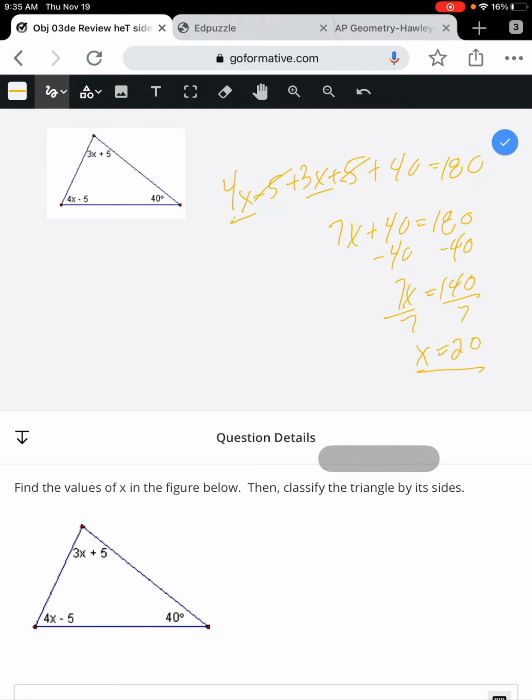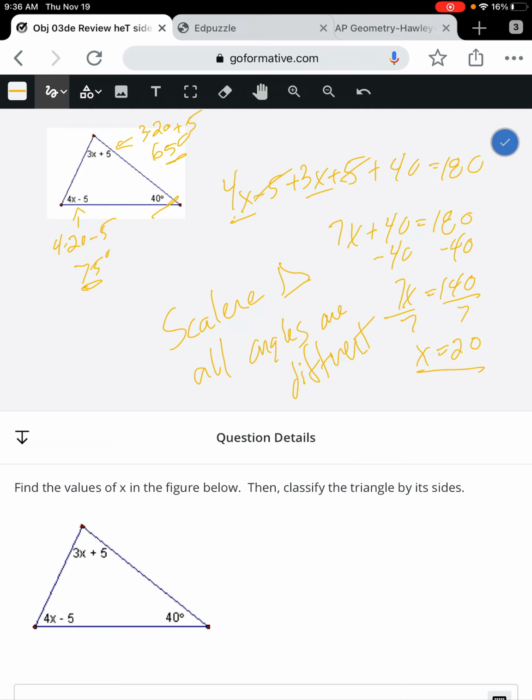Okay, so the first thing I had to do was find x. Then I substituted in. That's going to be 4 times 20 minus 5, which is 80 minus 5, which is 75 degrees. And this is 3 times 20 plus 5, which is going to be 65 degrees. It says classify by the sides. All of the angles are different, so it must be a scalene triangle, because all angles are different, which means all the sides are different.